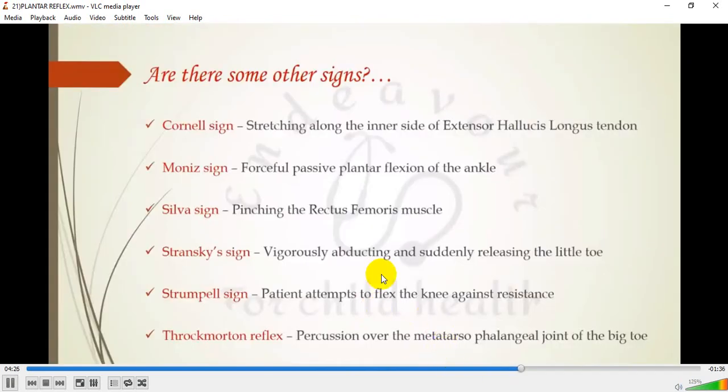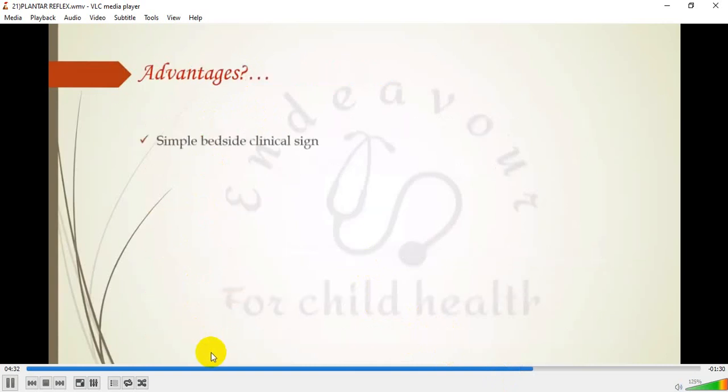Then there are some other signs which are not generally asked in the examination but are mentioned. If you are interested, in case you wish to know, you can pause and go through.